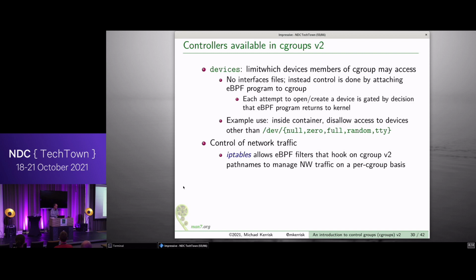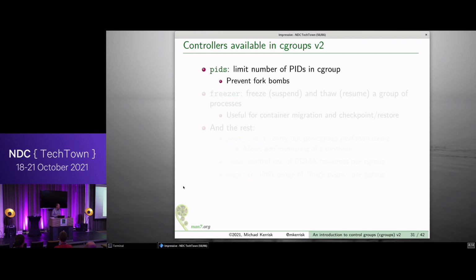There's a PIDs controller. I've just shown you that one. Limit the number of PIDs in a cgroup. Of course, that's interesting for people who like to prevent containers creating fork bombs that overrun the system. There's a freezer controller, and I mentioned this one briefly already. What it allows you to do is freeze a group of processes, take them off the CPU run queue until they are later thawed, and then they're put back on the run queue again, and they can do stuff, execute.